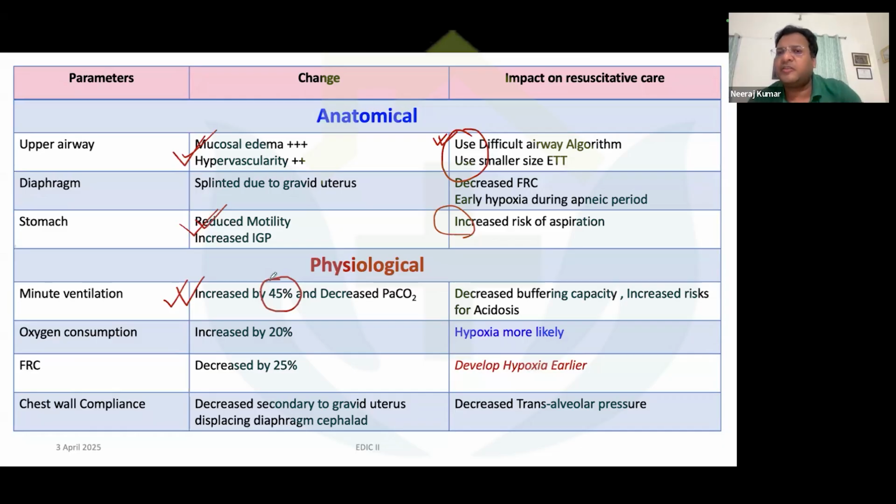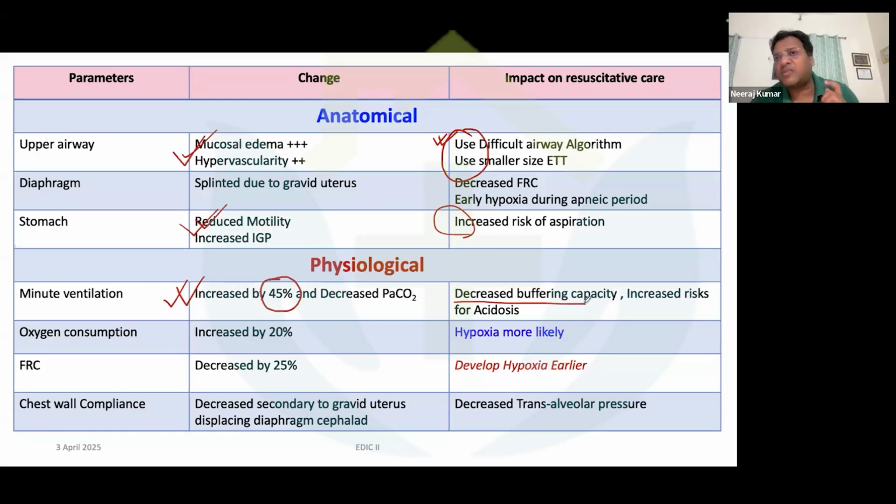So if minute ventilation increases, what will happen? The PaCO2 in the blood will not be retained. The PaCO2 will slowly decrease, and that's why the patient will have a decreased buffering capacity. If the buffering capacity is affected, what will happen? The chances of acidosis in this group of patients will be more, because the buffering ability of the body will be compromised. That's why the acidosis will be more.